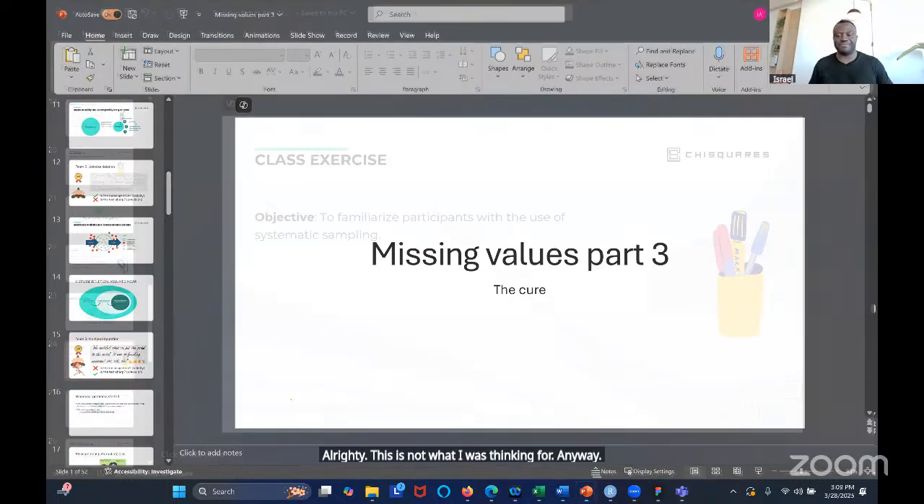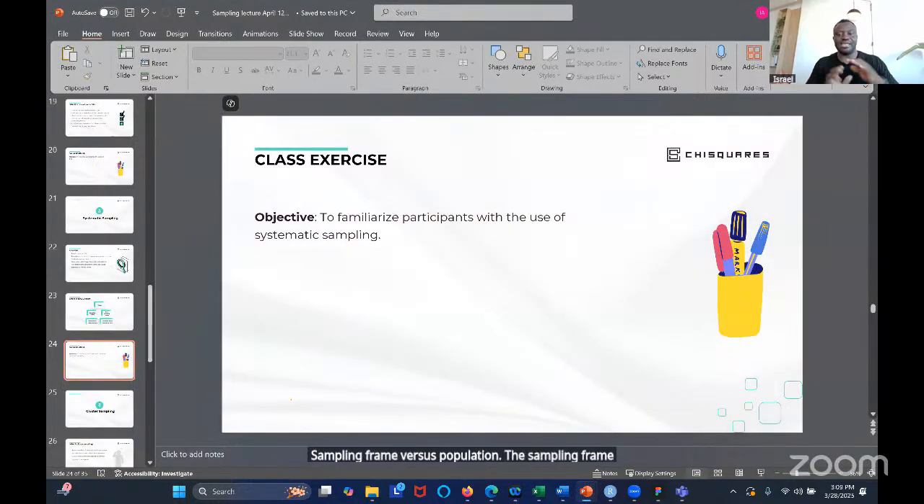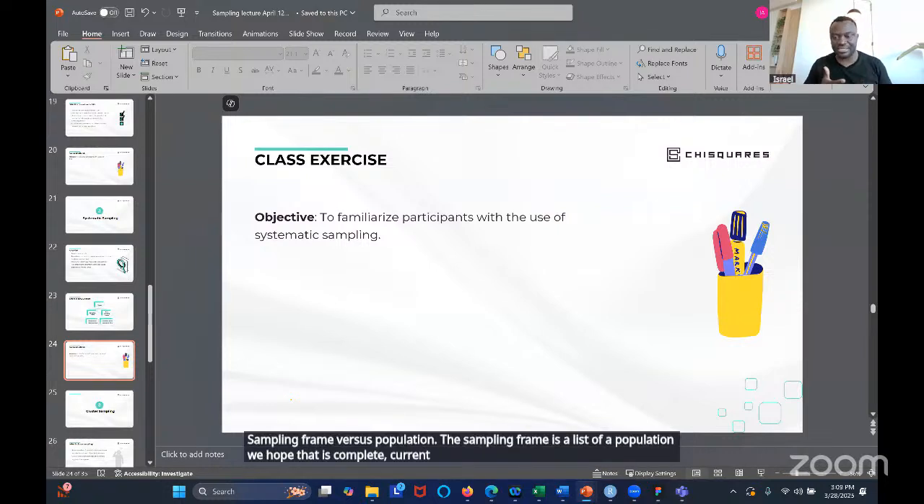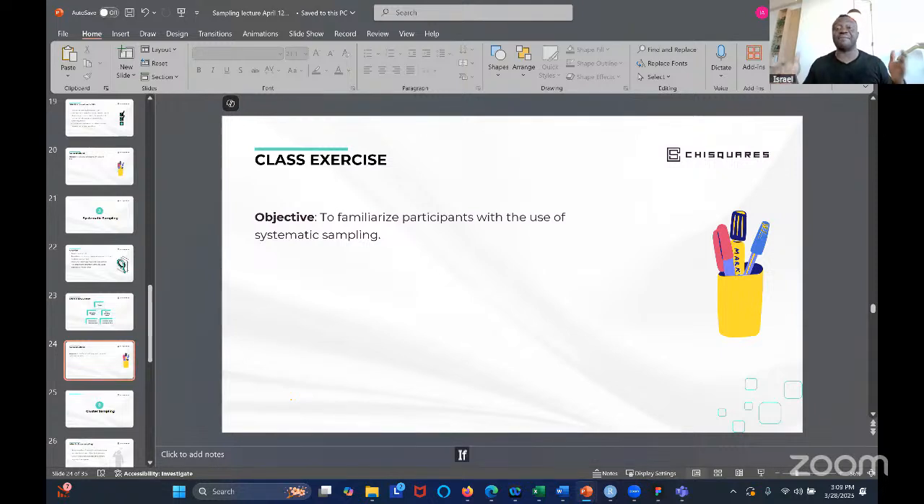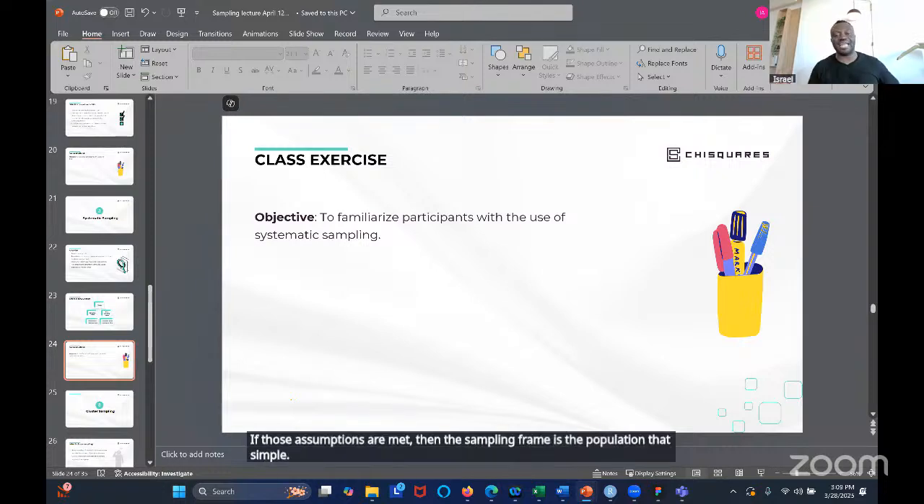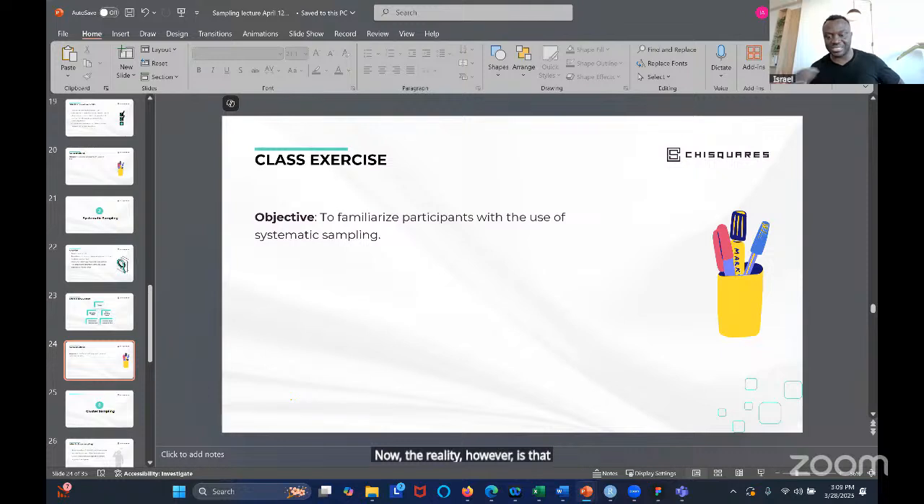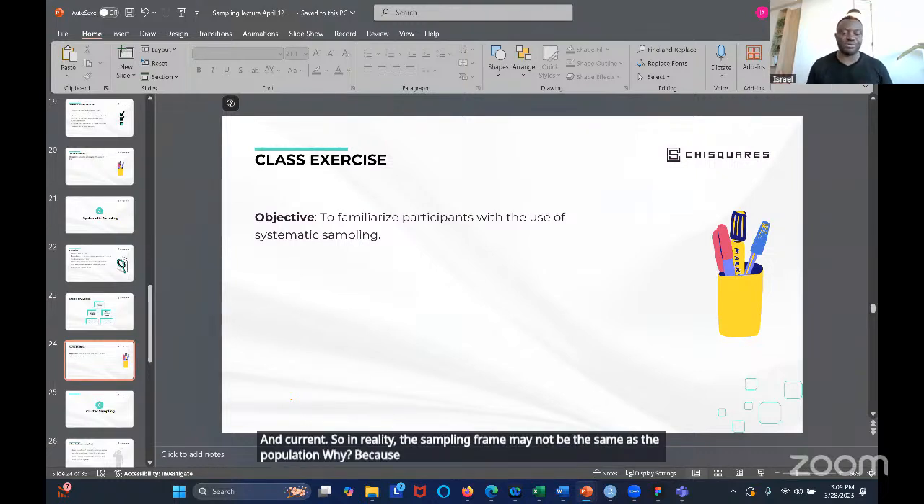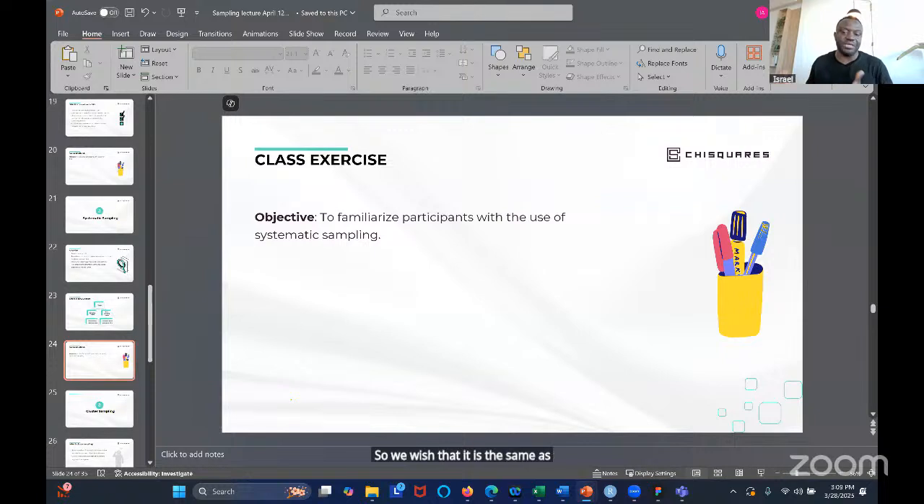Anyway, sampling frame versus population. The sampling frame is a list of the population. We hope that it is complete, current, and correct. If those assumptions are met, then the sampling frame is the population. That's simple. The reality, however, is that life is not as simple as we think. It is very rare to have a sampling frame that is indeed complete, correct, and current. So in reality, the sampling frame may not be the same as the population, because it's not complete, not current, not correct. We wish that it is the same as the population, but it might not be.